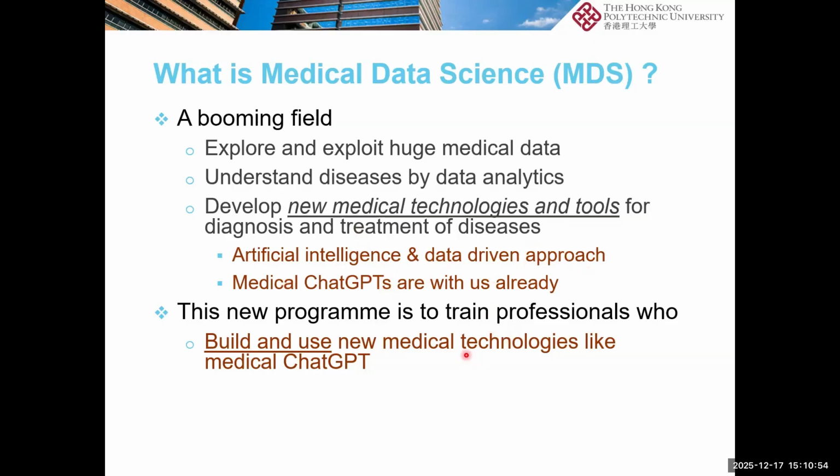And the aim of our program, MSc in Medical Data Science, will be to train professionals who not only are able to use the new medical technologies, but should also be able to build the models on their own.